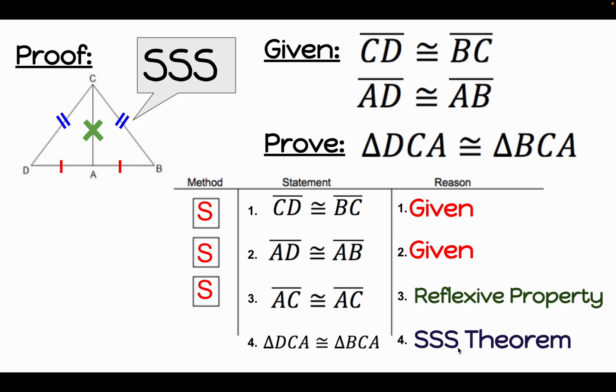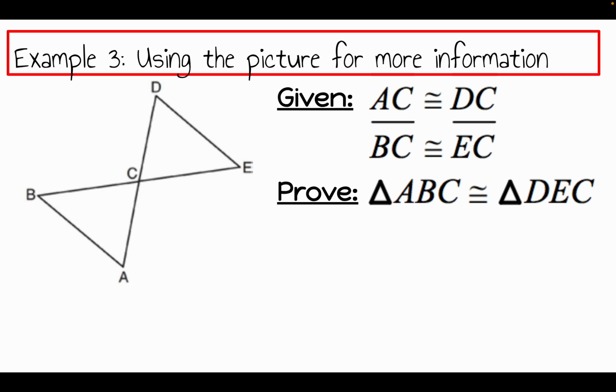Pause this video and press play once you're ready to move on. Example 3. Last one. So, given AC is congruent to DC, I'm missing my segments on top, my bad. Let's go ahead and annotate that. And BC is congruent to EC. Now, don't forget, sometimes we have to make inferences from the image.